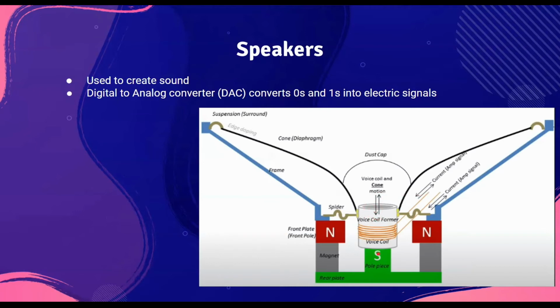So, to instruct the speaker coil to move up or down, the DAC, which is the digital to analog converter, will convert the zeros and ones stored in the computer to electrical signals which will move the coil, causing vibrations or sound. This is how you hear a sound through the speakers. Hoping you have understood, let's move on to the next output device.